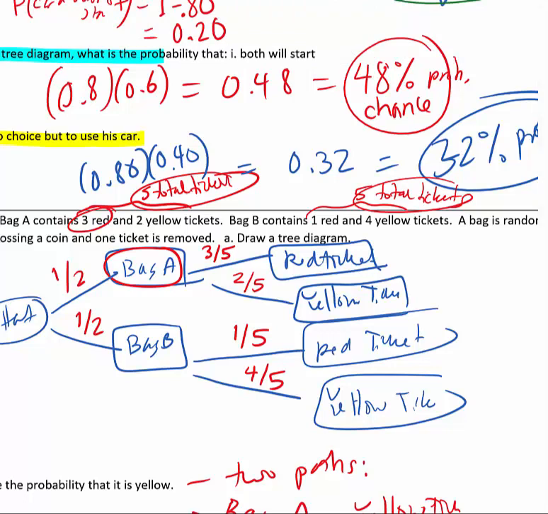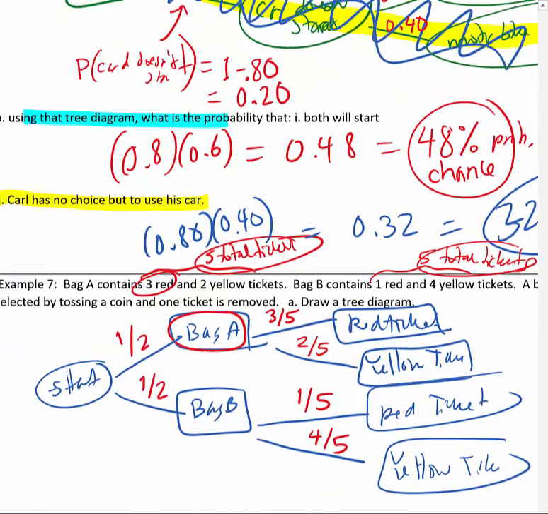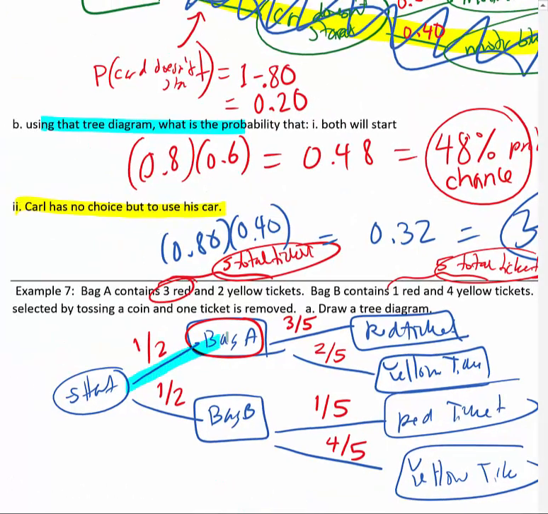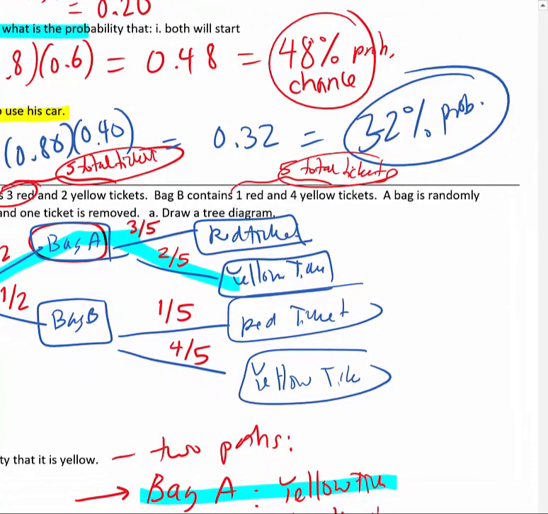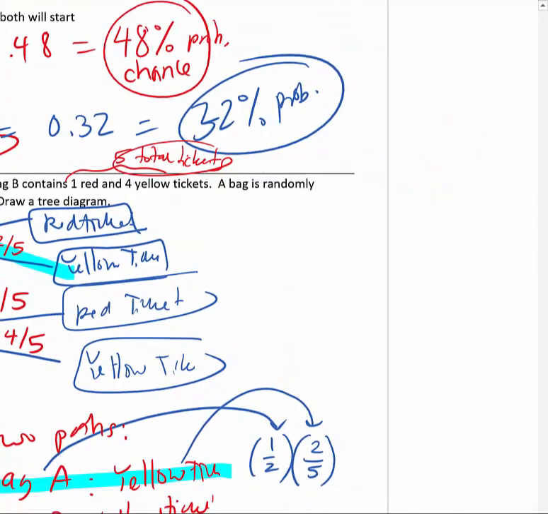Okay, so the first one, let's highlight that first path. So you could get the yellow ticket by going bag A, and then yellow ticket. So let's calculate that probability first. And like we did in the previous problem, you're just going to multiply the probabilities along the way. So there was a half, that was the probability of getting bag A, multiplied by 2/5, the probability of getting a yellow ticket. And you can reduce while you're there. The 2's cancel to leave 1/5. So that'd be the probability of going bag A and getting a yellow ticket.